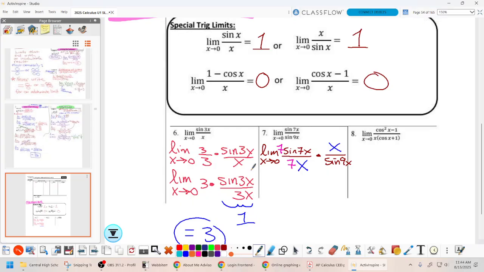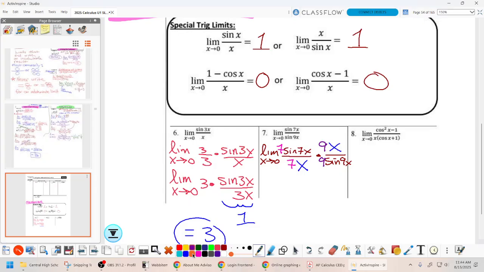Okay. Second fraction. Sine 9x, we need this to be 9x in order to match this up here. So what can I do to get that? Okay, let's do purple. So 9 and 9. That's 1, it doesn't change anything, but now I have sine 9x and 9x, sine 7x, 7x. It's looking just like this. Everybody good with that? Okay.